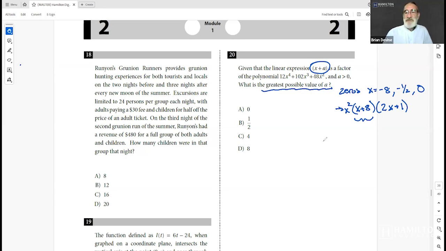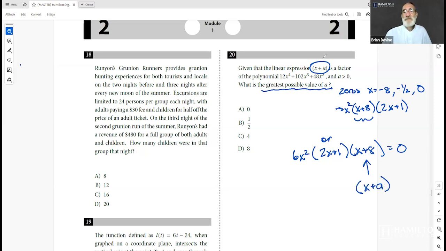Or I could do this. I could factor that thing out and see what plays. And so I do factor it out. I get 6x squared. I get 2x plus 1. And I get x plus 8. So I went ahead and factored that thing. And I can see again that this fulfills the biggest A that would be in the form x plus A. So D is your answer.